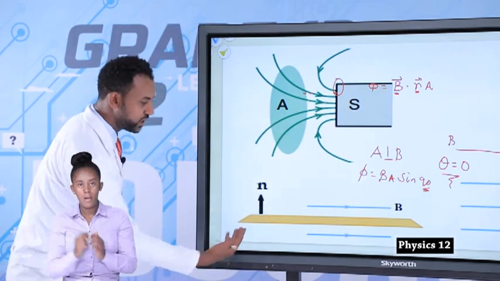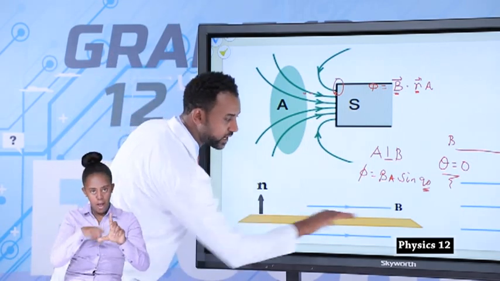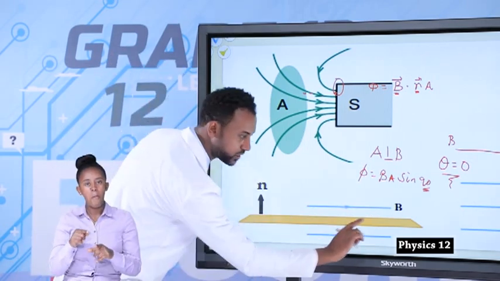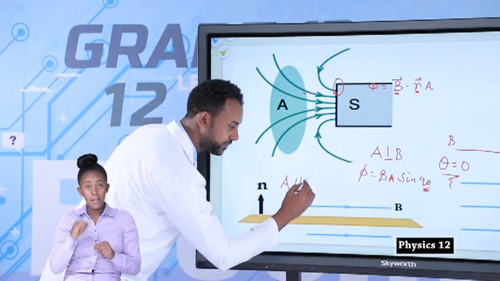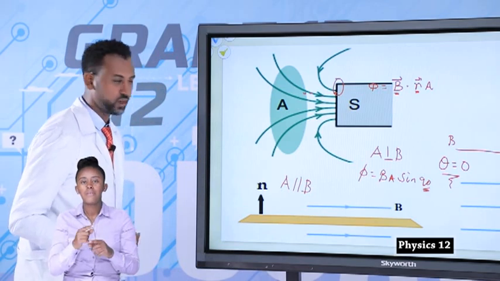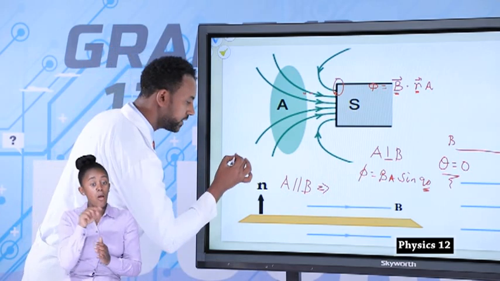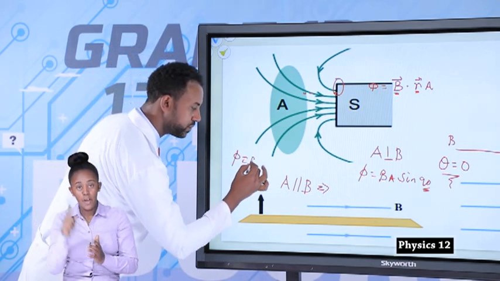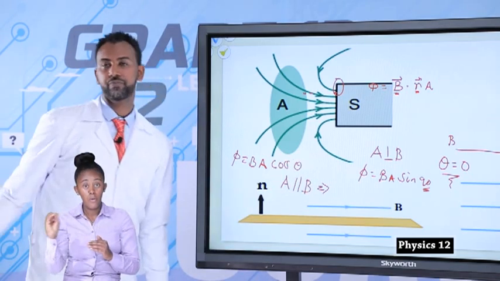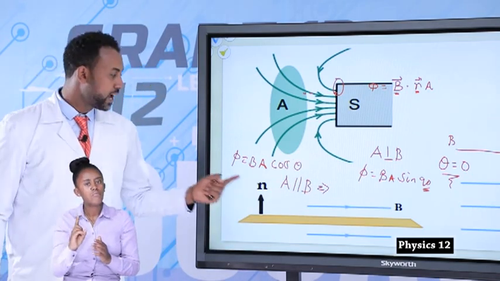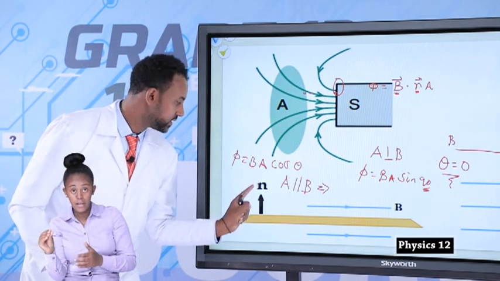So students, can you try, what is the angle here? As the area is parallel to the field, area is parallel to the magnetic field B. Is theta 0? If you use flux phi equals B A cosine of theta, what is theta? Well, theta is the angle between the magnetic field and not the area. What is that? The normal line.